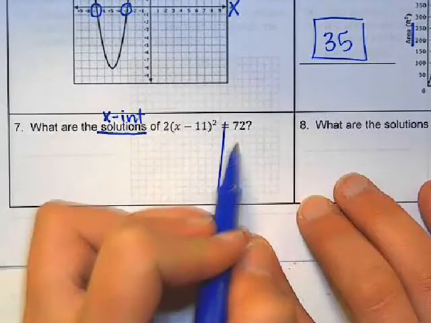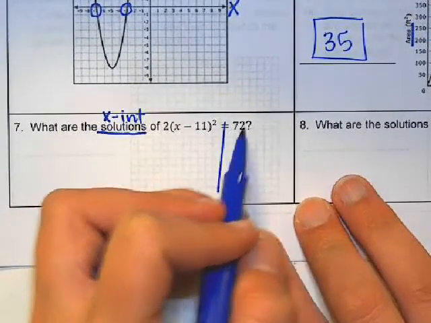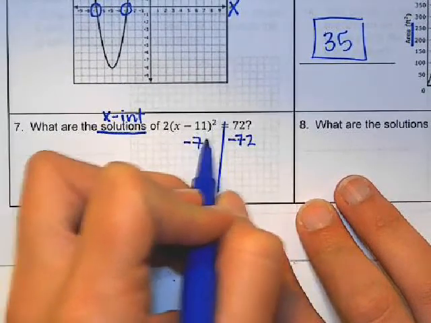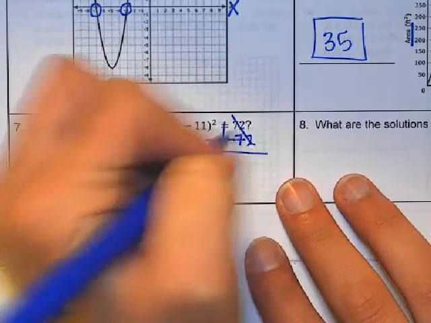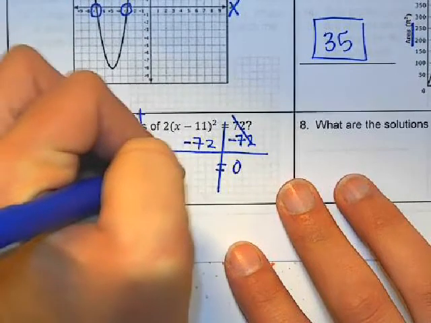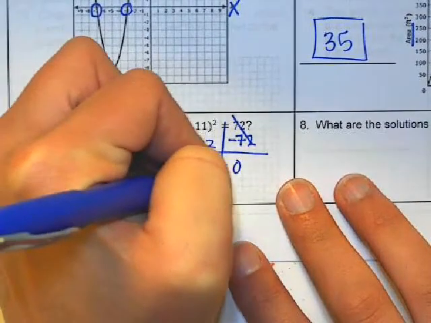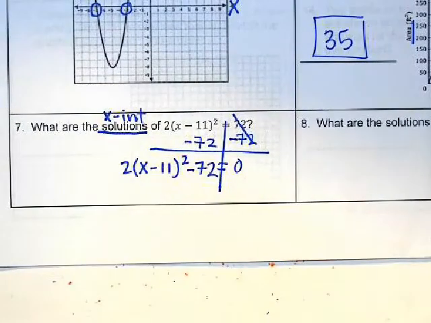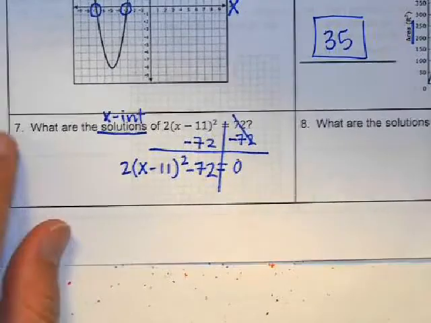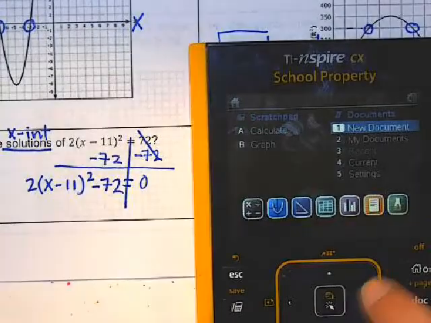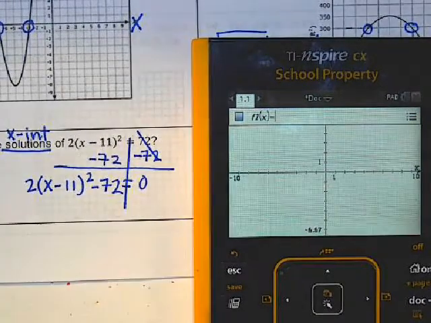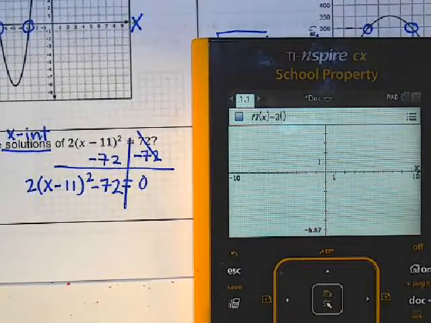So if I want to make this equal to 0, how do I get rid of this 72? Subtract 72 from both sides. So these are going to cancel and equal 0. Over here, I'm going to have 2 parentheses x minus 11 squared minus 72. Okay, in order to find my x-intercepts, I'm going to go graph this. And I'm going to plug it in exactly how it looks. So 2 parentheses, x minus 11.